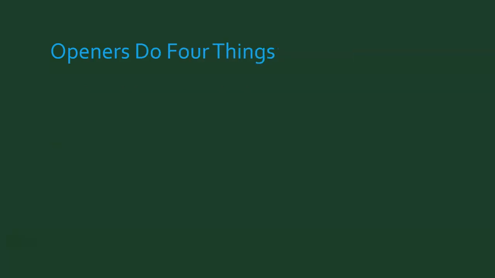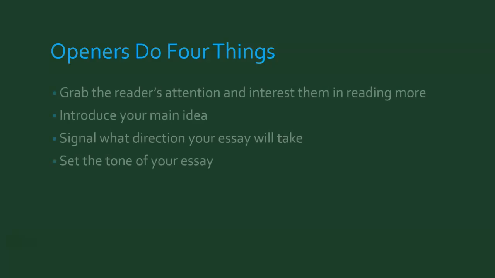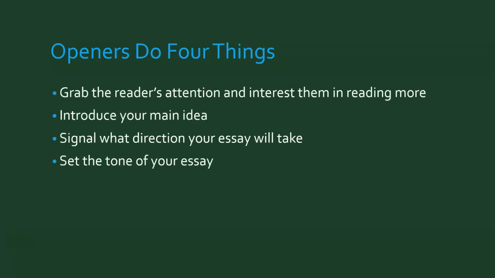There are 4 things that Trimble tells us to do in the introduction. First, grab the reader's attention and interest them in reading more. Second, introduce your main idea. So if we can't tell what your paper is about by the end of the introduction paragraph, then there's a problem. Third, signal what direction your essay will take.